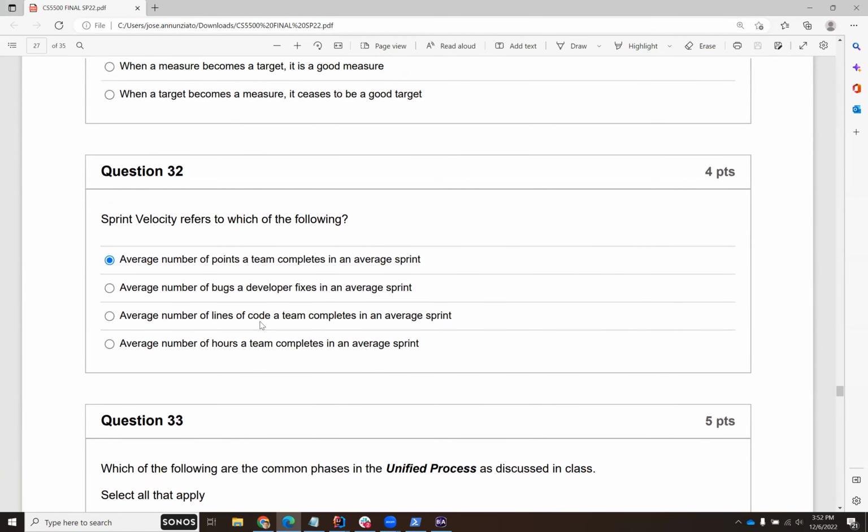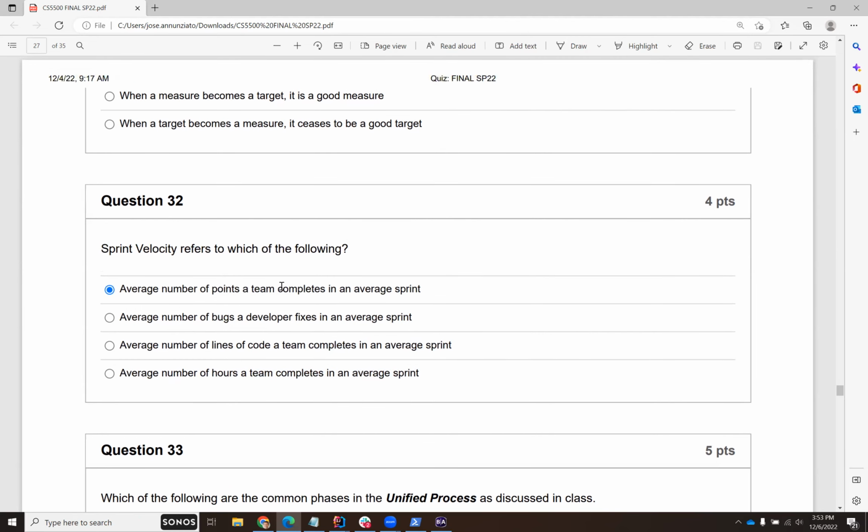So definitely expect questions on Scrum, where there is several terminology that we use in Scrum, such as stand-up meetings, sprints, velocity, points, and tasks, and doing the different meetings, like sprint planning, and retrospective meetings at the end, which we have been practicing for the last couple of weeks. So one of the terms that we're asking about here is what is the sprint velocity? This is the average number of points that a team completes in an average sprint. Not the bugs that you fix, not the lines of code that you write, not the hours that a team completes. It's the number of points.